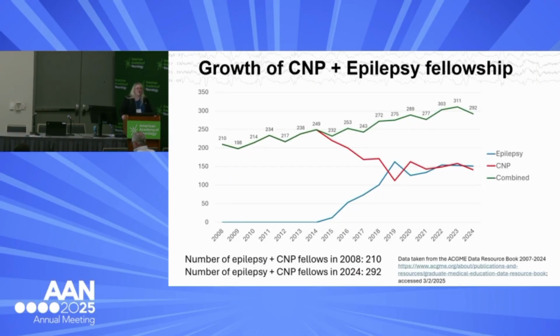One of the big challenges is that we have seen tremendous growth in the amount of continuous EEG that's being performed, but we haven't seen tremendous growth in the number of people who are being instructed on how to perform continuous EEG. So if you look at the green line here, this represents the number of people who are completing clinical neurophysiology and epilepsy fellowships, and you can see it's gone from 210 back in 2008 to 292 in 2024, and it's worth noting some of those people will be neuromuscular. So we are not graduating tons and tons of people every year who can read continuous EEG.